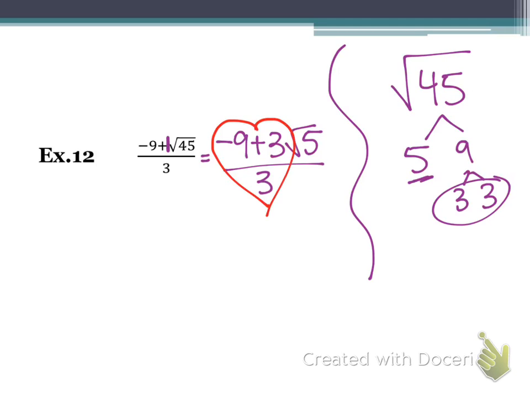Can make my pretty little heart around those numbers. Can those all be divided by the same number? Yes, what number? A 3. Negative 9 divided by 3.